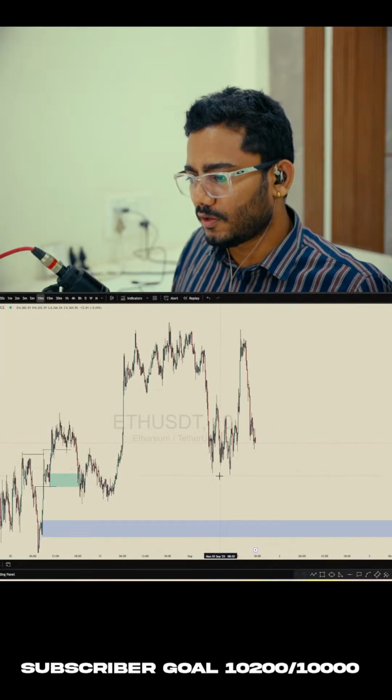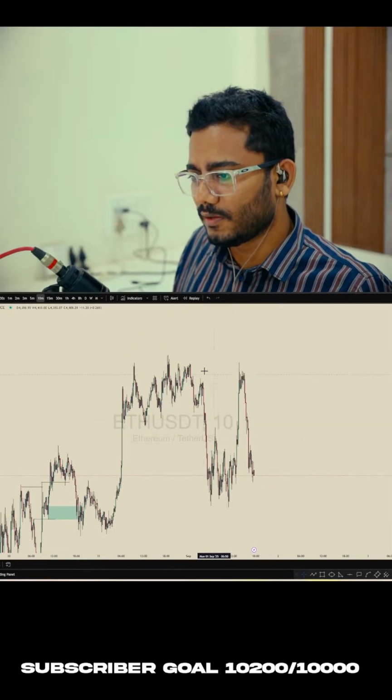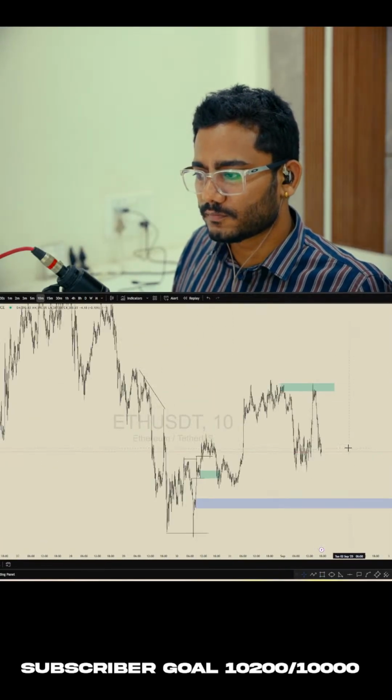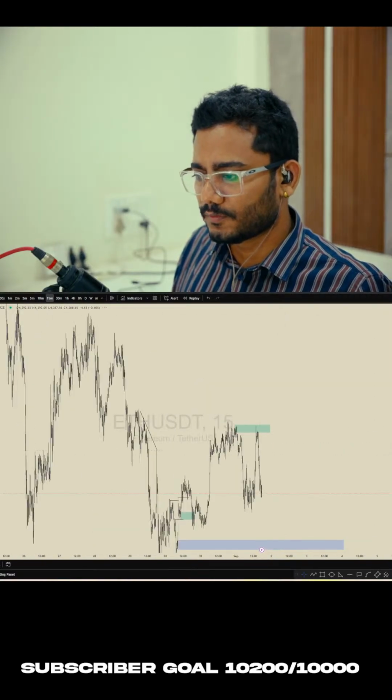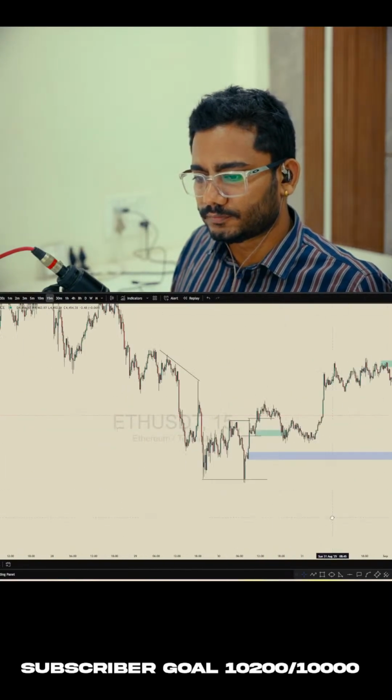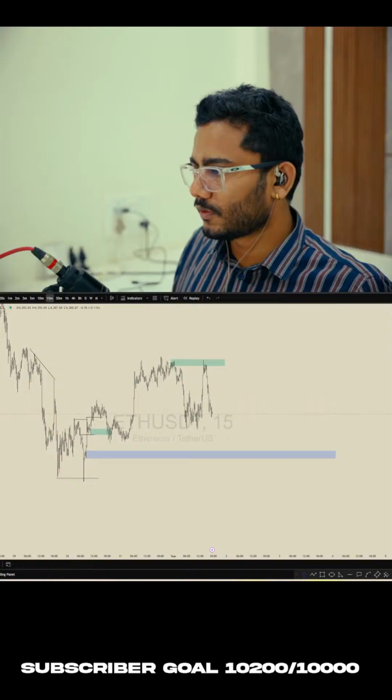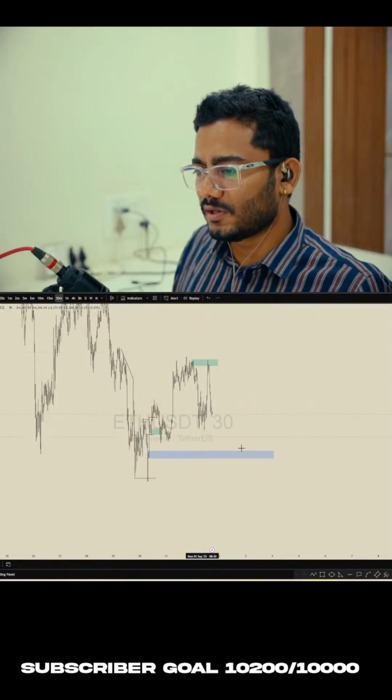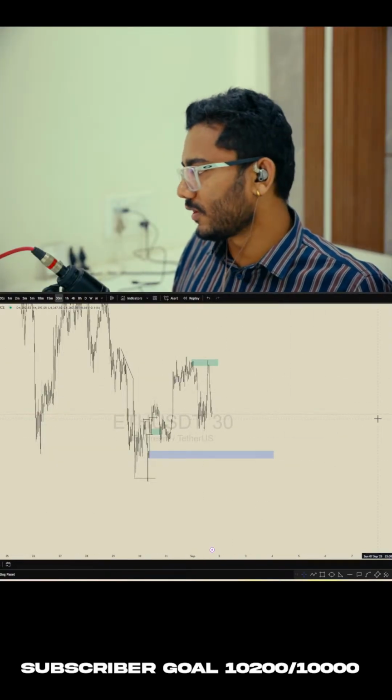So everything here has been mitigated. This is a liquidity sweep, but this sweep has also been mitigated. Price is reacting from this order block. Right now, I think it's consolidation. Let's wait for price to break some kind of structure and then create liquidity.